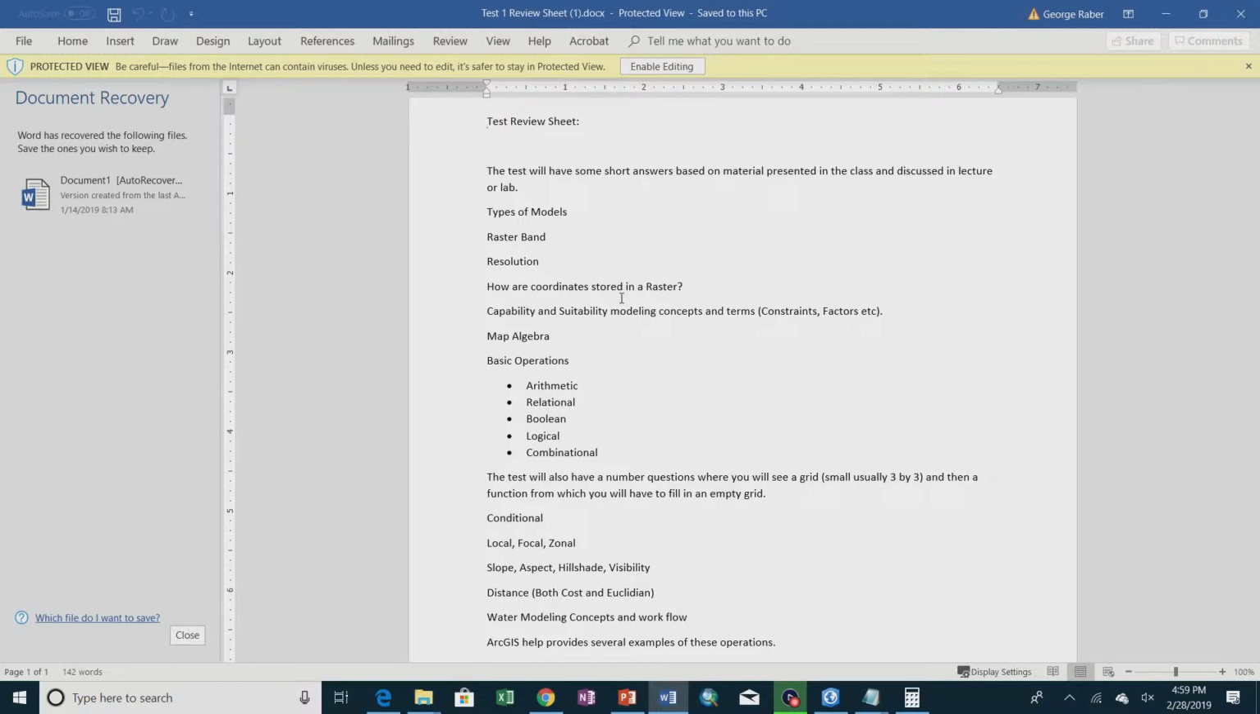So if you go back to the first week, we spent some time talking about different types of models. We categorized models in different ways. And so you should go back and look at those slides.